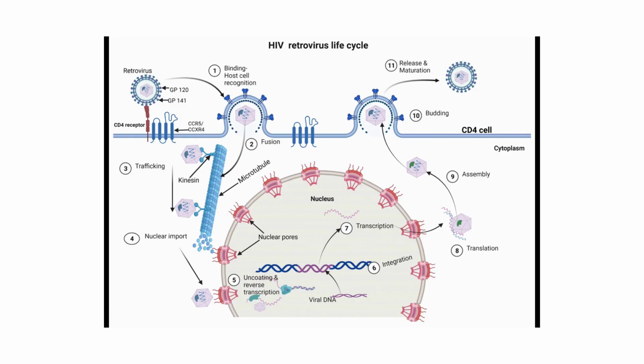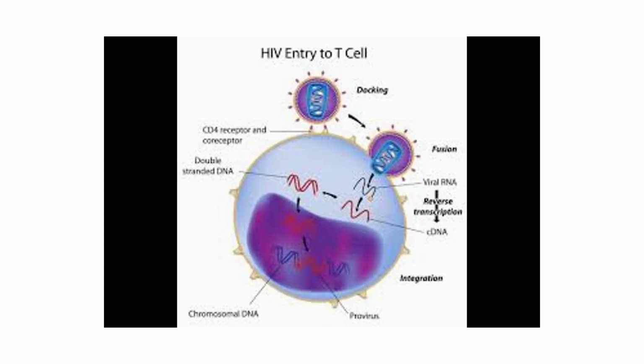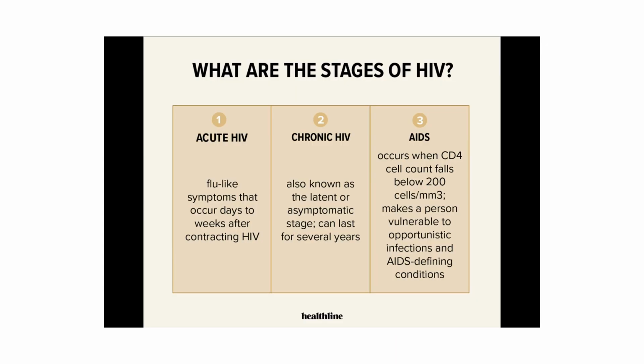HIV does not have its own metabolism. It cannot make energy or food. Instead, it takes over the machinery of the host cells to make more copies of itself. HIV grows by infecting CD4 plus T cells, which are part of the human immune system. It uses the host cell's enzymes and materials to produce new viruses. It cannot grow outside of the living host.